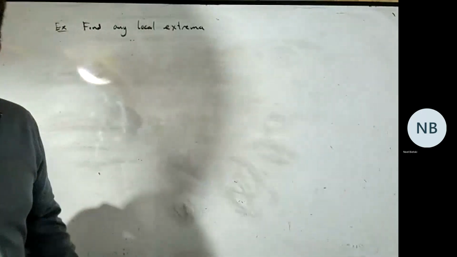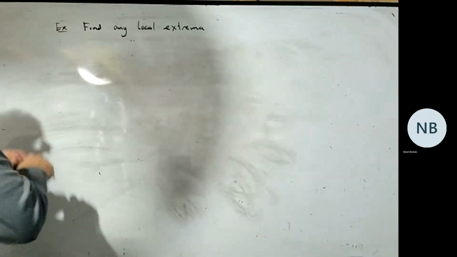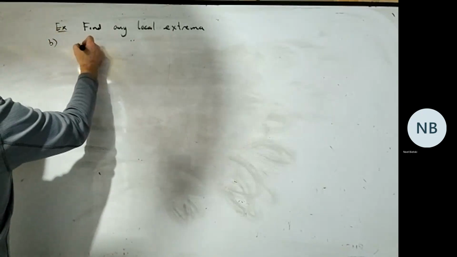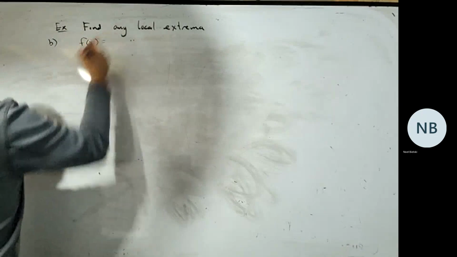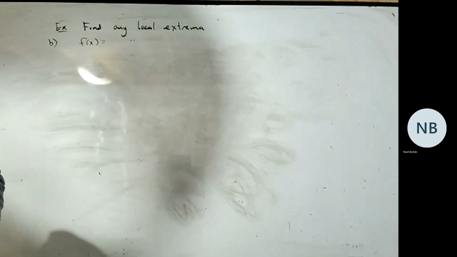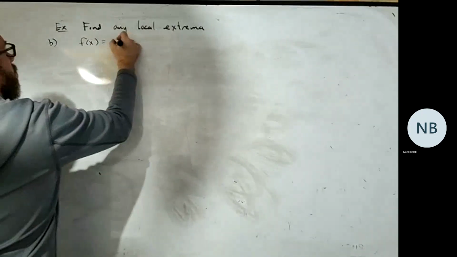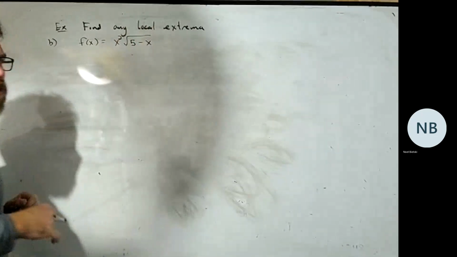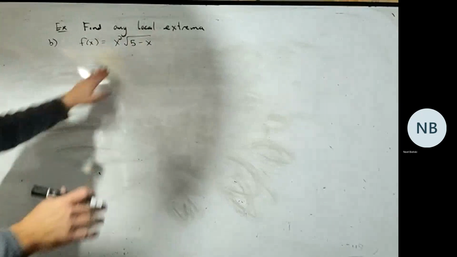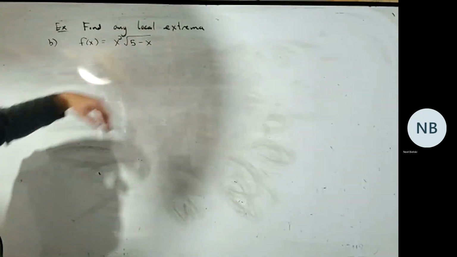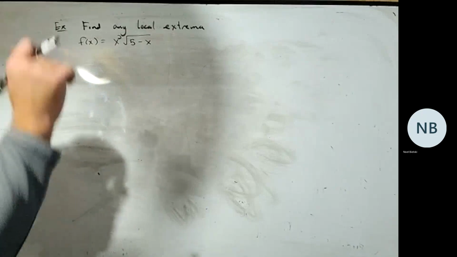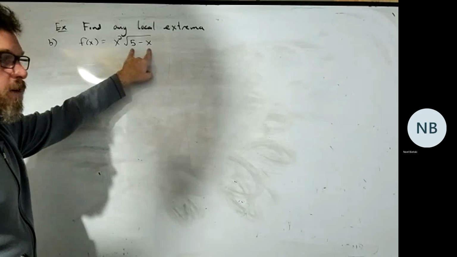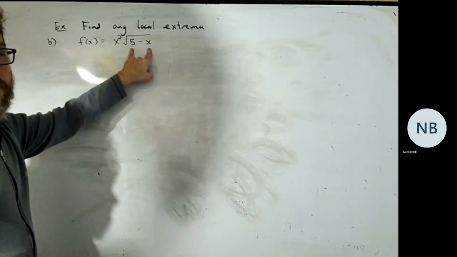All right, so let's say number B, f of x is equal to x squared times the square root of 5 minus x. So this was your quiz question. There's one point that a lot of people missed, and it's because the domain of this thing, since it's a radical, means it's going to have endpoints.